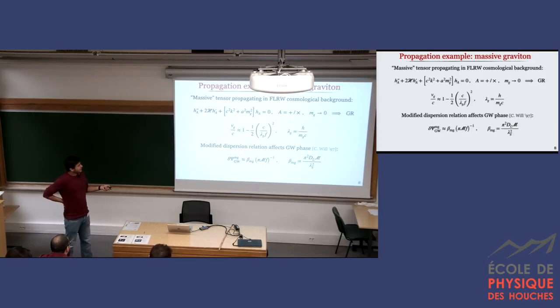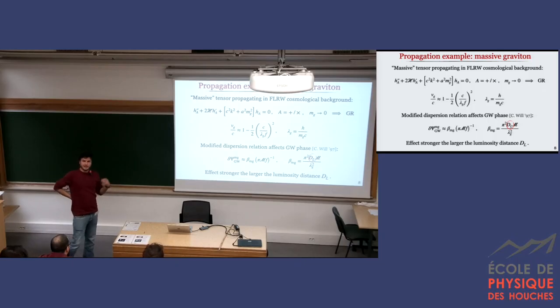But what I wanted to emphasize is that you get this parameter here, which, if you want, measures how strong this correction is with respect to GR, and it will depend essentially on 1 over this quantum wavelength. It's proportional to the mass of the graviton squared, but it also depends on the distance of your binary.